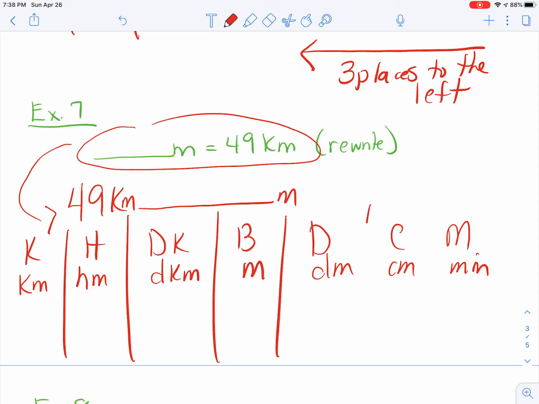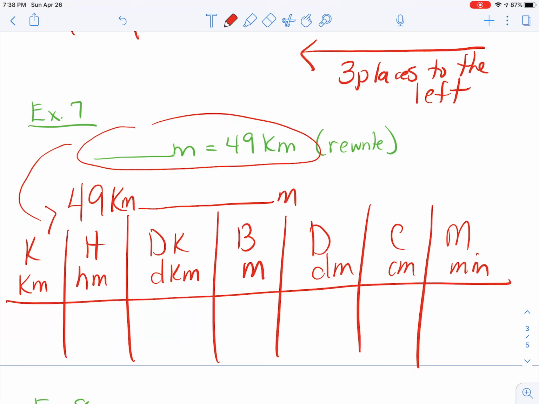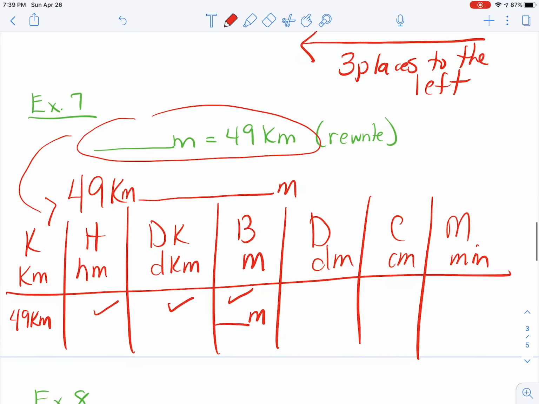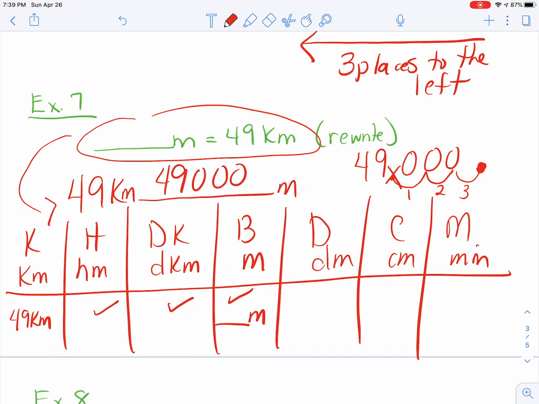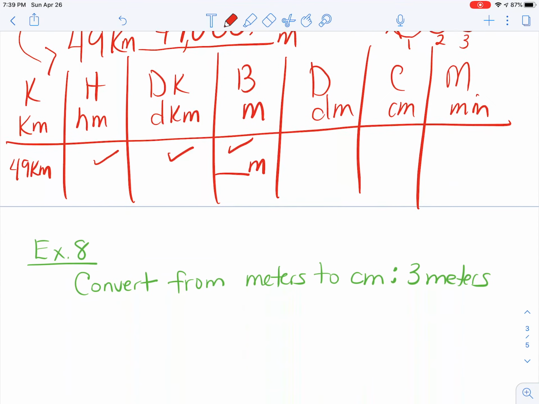So I've set up my chart. I'm going from kilometers to meters. So I'm going 1, 2, 3 places to the right. Don't see a decimal with 49, so I know I've got to go 1, 2, 3. So my decimal's no longer there. It's there at the end. Add my 3 zeros. Now, in this case, I don't have to put that decimal behind those zeros. If I do put it, it's not wrong, but I don't have to have it.